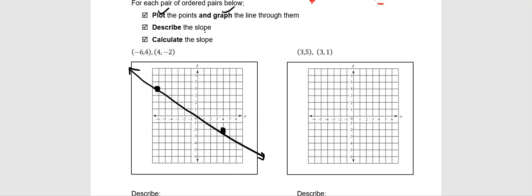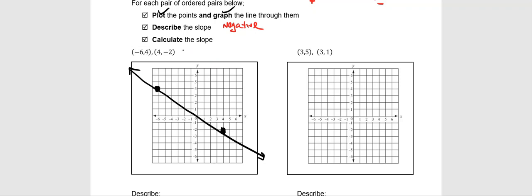Let's quickly describe. Well, for practice, since that line is moving down from left to right, we know it's a negative slope. And that's going to be important because it's also going to remind me that when I go to calculate, I'm going to have a negative value once I'm all done with that ratio representing slope. Okay? So now let's calculate.